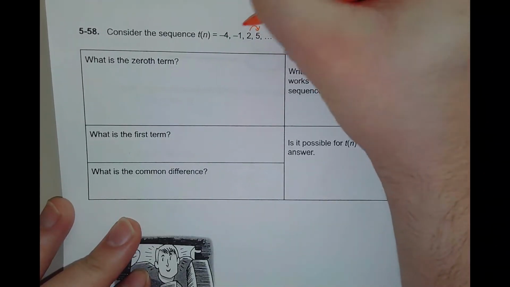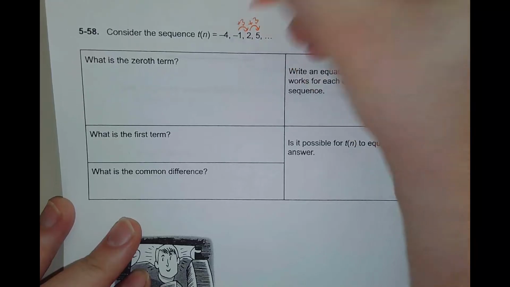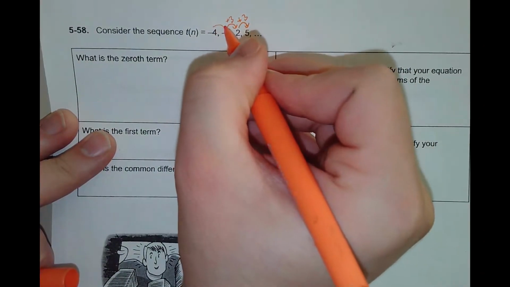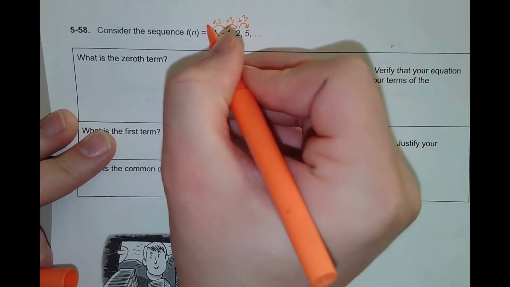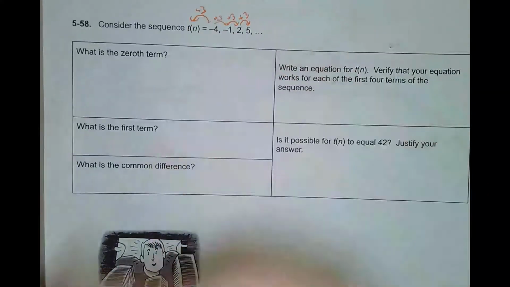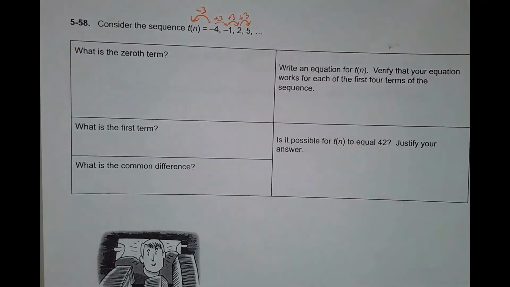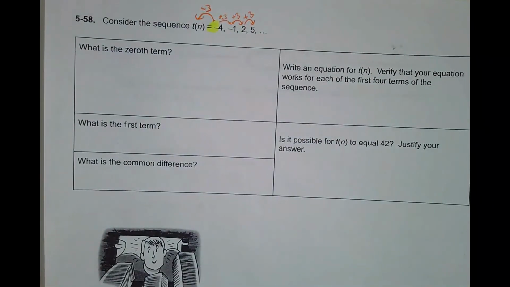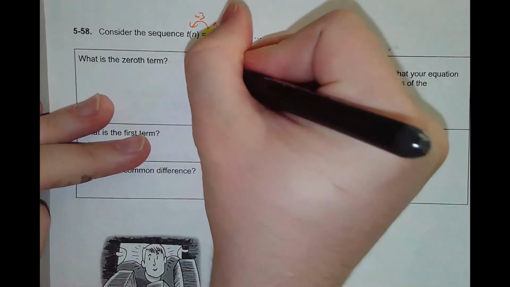If it is consistent, we're adding 3 each time. Okay, so what is the zeroth term? The zeroth term is if we subtract 3. All right, what would happen if we subtract 3? What would be the number before that? So we can show some work here if we want to.